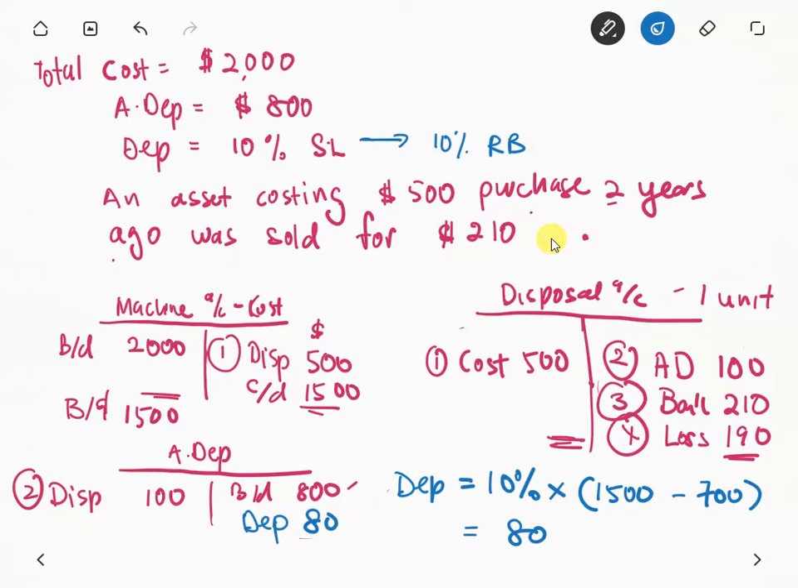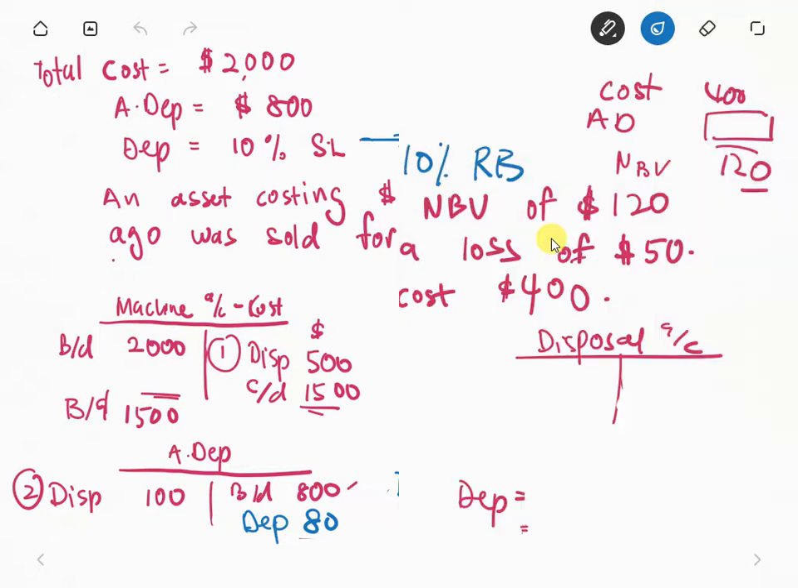Okay. Cash inflow from proceeds, money received from disposal, 210 inflow. Next example.